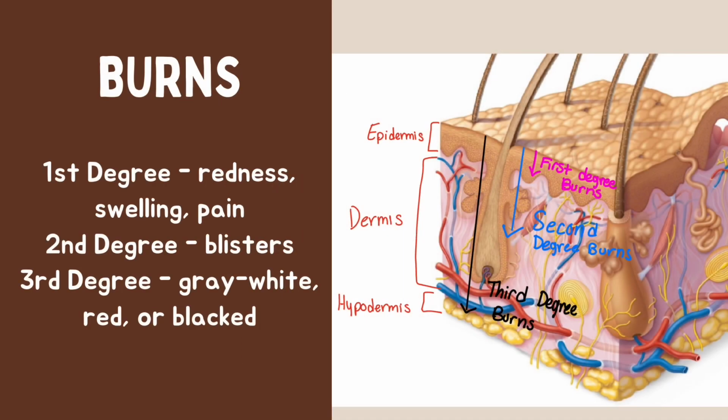When talking about burns, there are three types: first, second, and third. First degree burns only damage the epidermis and consist of redness, swelling, and pain. Second degree burns damage the epidermis and part of the dermis, and the damage includes blisters. Third degree burns damage the entire skin: the epidermis, dermis, and hypodermis. The skin turns gray, white, red, or blackened. It is not painful due to nerve endings being destroyed.